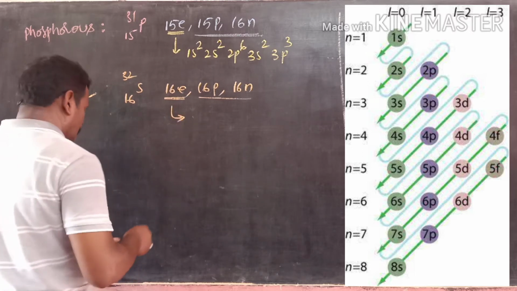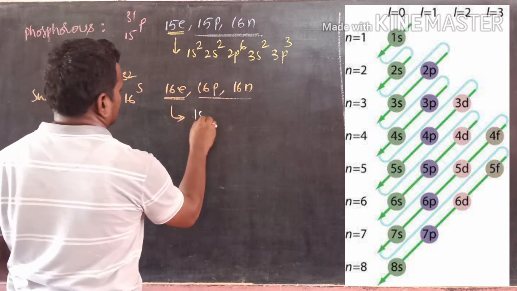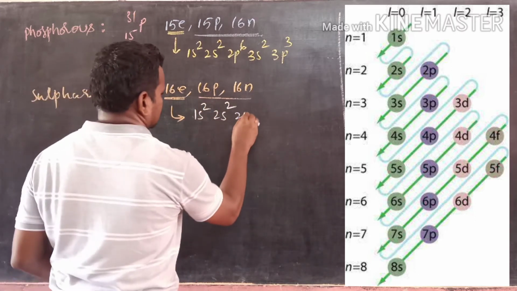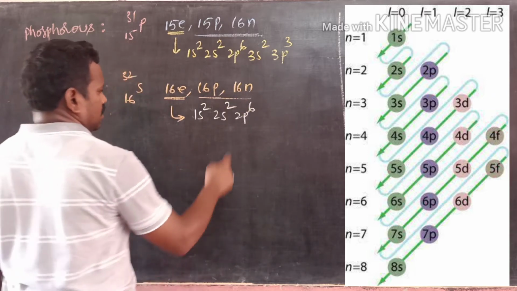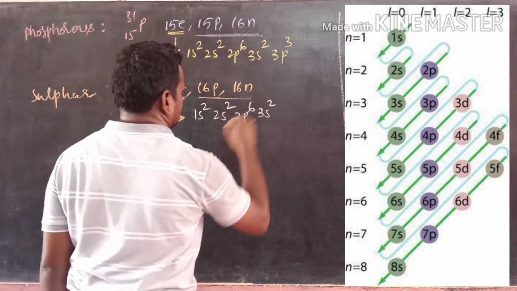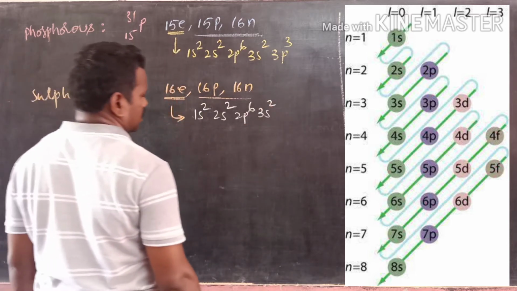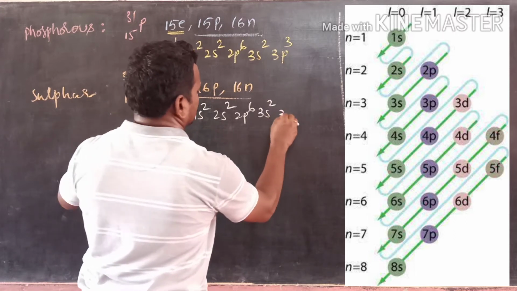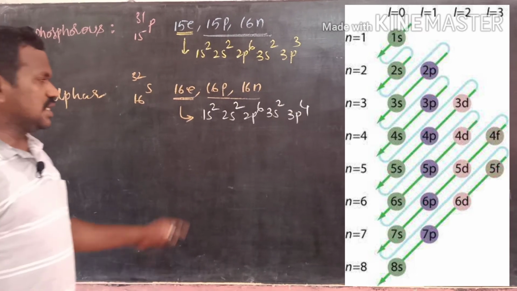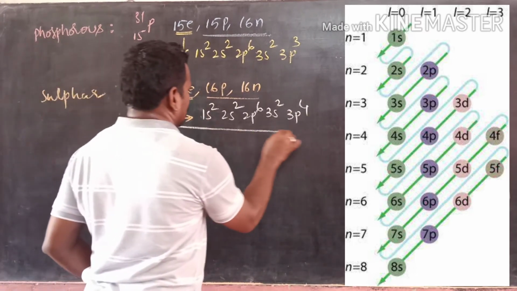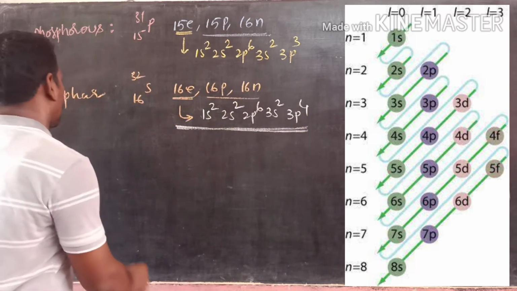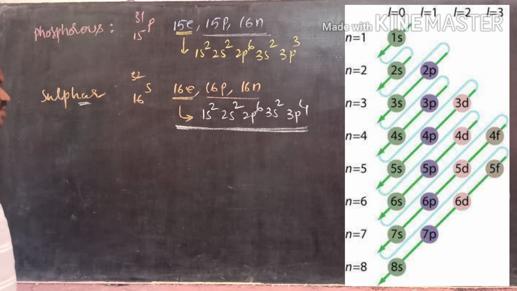As per the Aufbau principle, the first 2 electrons enter into the 1s, next 2 electrons enter into the 2s, next 6 electrons enter into the 2p. Why? Because p has the ability to accommodate 6 electrons. Next 2 electrons enter into the 3s. Till now 12 electrons are completed, remaining 4 electrons. The remaining 4 electrons enter into the 3p. Now the final electronic configuration of sulfur is 1s2, 2s2, 2p6, 3s2, 3p4.